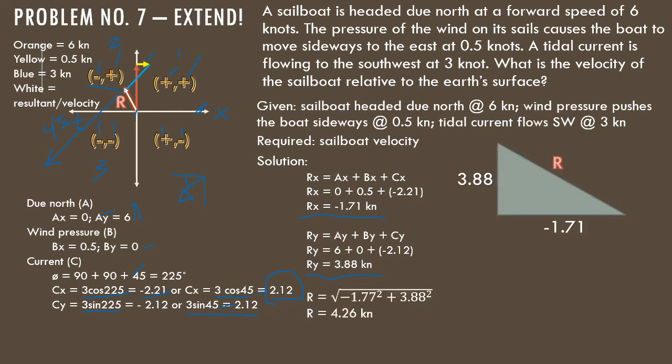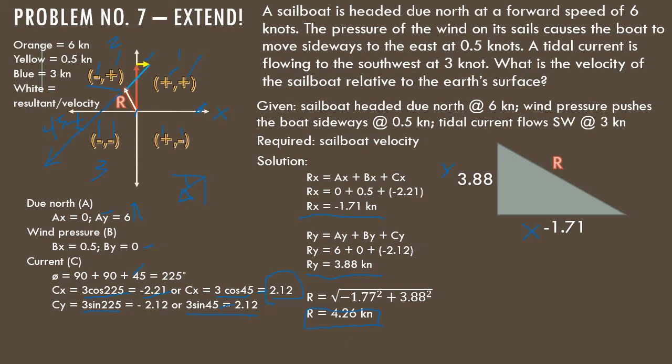So, if we have the y component, then we have x component. We can simply use the formula r is equal to square root of a squared plus b squared, or we can substitute the given value. So, negative 1.71 squared plus 3.88 squared, then square root natin. So, the answer is r is equal to 4.26 kN.